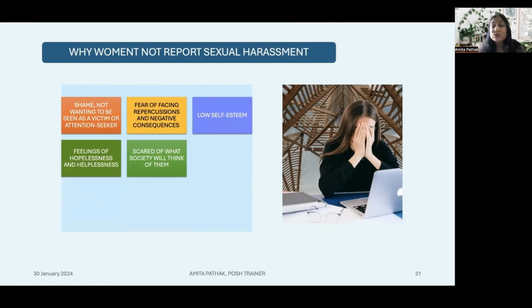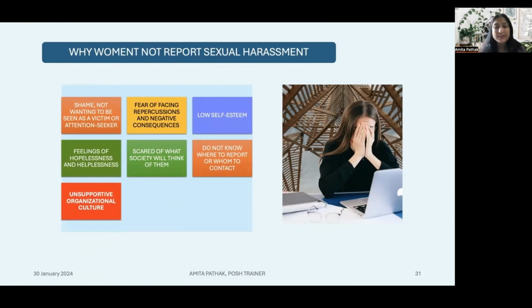She is scared of society, of what society will think, and doesn't know where to report or whom to contact. The organization is sometimes not supportive. There is a lack of trust in the system. Sometimes the employer is himself the harasser, so where will the woman report? There is also minimization of the incident: this is happening just once, it will not happen again. These are the reasons that women do not report sexual harassment.